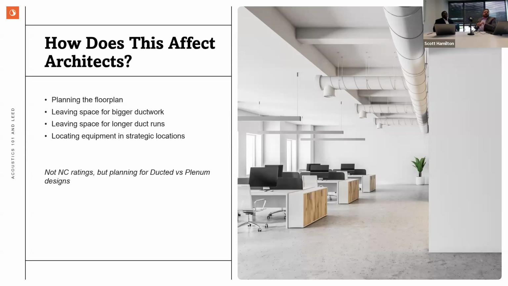And then also making sure we're locating equipment in strategic locations. We don't want a conference room with a bunch of air handlers above it. We want to have that in a space that's less noise sensitive. And then the last thing to talk about is that when we are at low NC ratings in the HVAC design and building background noise, it brings up the discussion: do we do a plenum design or do we do a ducted design? That plays into a lot of how we need to manage and look at the design of a building.